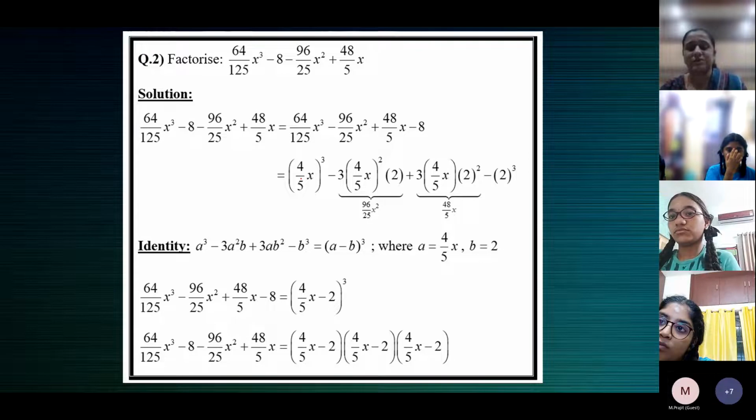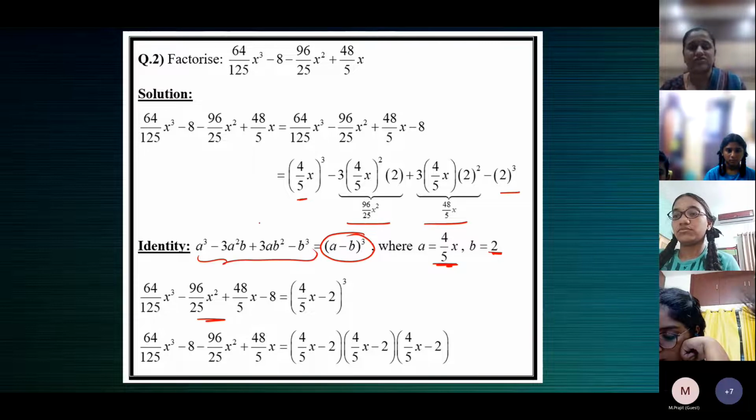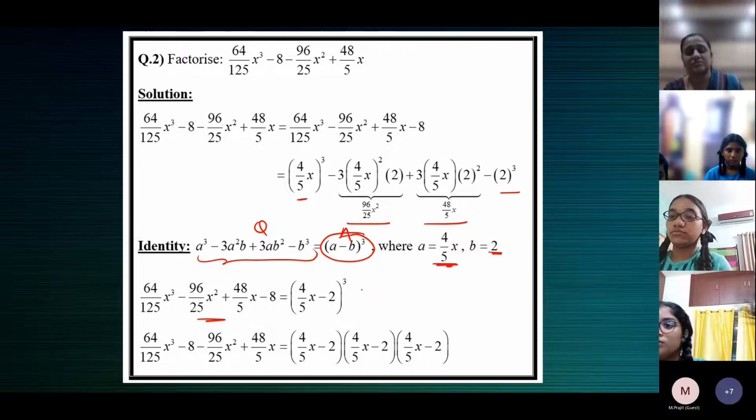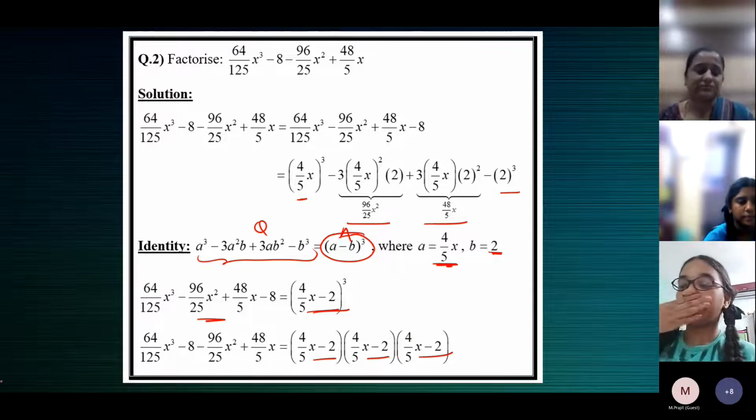So clearly, the given expression is of the form a cubed minus 3a squared b plus 3ab squared minus b cubed, wherein your a is 4 by 5x and b is 2. So the given expression can be written as a minus b the whole cube. This is the question, and this is the answer. One side of the identity is the question. The other side of the identity is the answer. So the answer is a minus b the whole cube, which is a minus b into a minus b into a minus b.